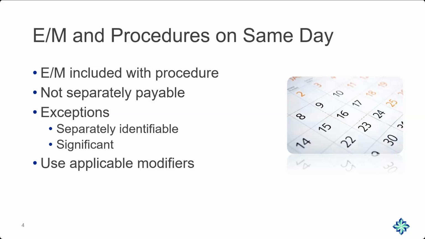But the exceptions are when the E&M services can stand on their own as a distinct service, or they are a significant amount of work above and beyond what is considered typical for that procedure that's being performed. We are going to go into the definitions of separately identifiable and significant, but I do want to call out again, in order to bill for the separate E&M service, you are going to make sure that you're using the appropriate modifiers.